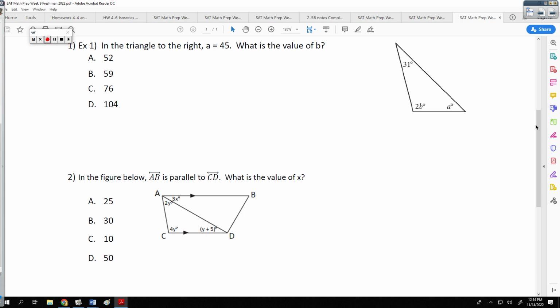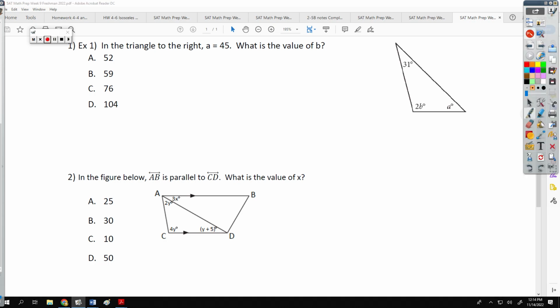So example 1 says, in the triangle to the right, A is equal to 45. What is the value of B? Well, if A is equal to 45, then that tells us everything that we need to know to solve for B, because the triangle angle sum theorem says that the three angles in any triangle add up to 180 degrees. Well, the three angles are 2b degrees, 31 degrees, and 45 degrees. Those have to add up to 180. By solving this equation, we will then have our answer for what is b.